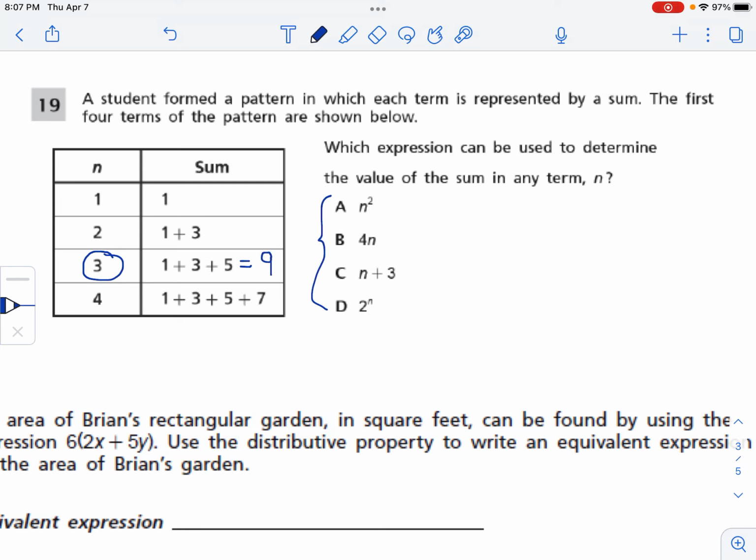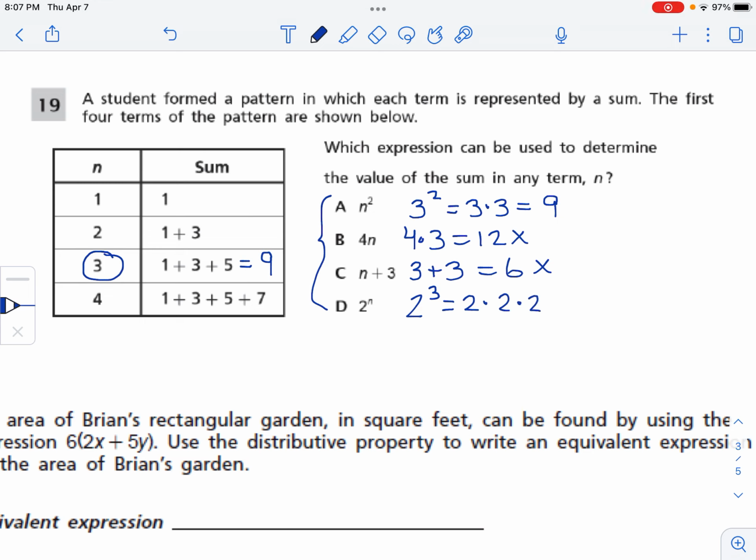So let's try it out for A. We've got 3 to the 2nd power. That's 3 times 3, which is 9. All right, let's try it for B. 4 times 3 is 12, right? That's not the answer we want. N is 3, we're saying, so that would be 3 plus 3. That's equal to 6. Not the value we're looking for. We're looking for 9. And 2 to the n power would be 2 to the 3rd power. That's the same as 2 times 2 times 2, which is 8. Also, not the value we're looking for. We're looking for 9. So it's choice A.